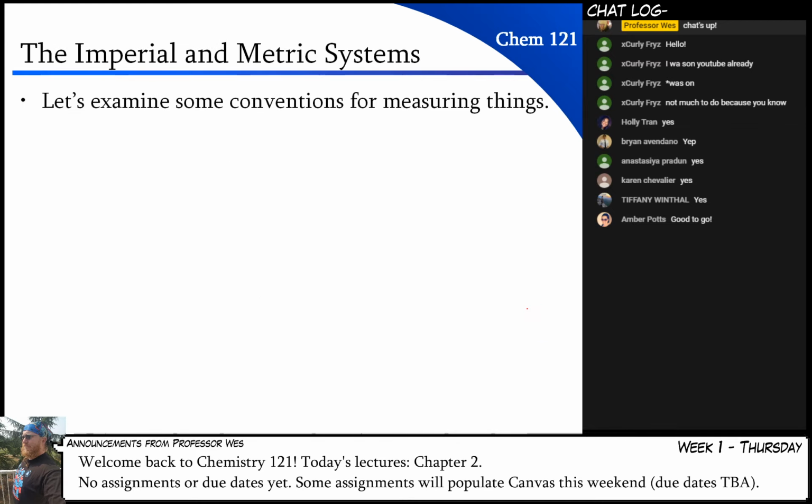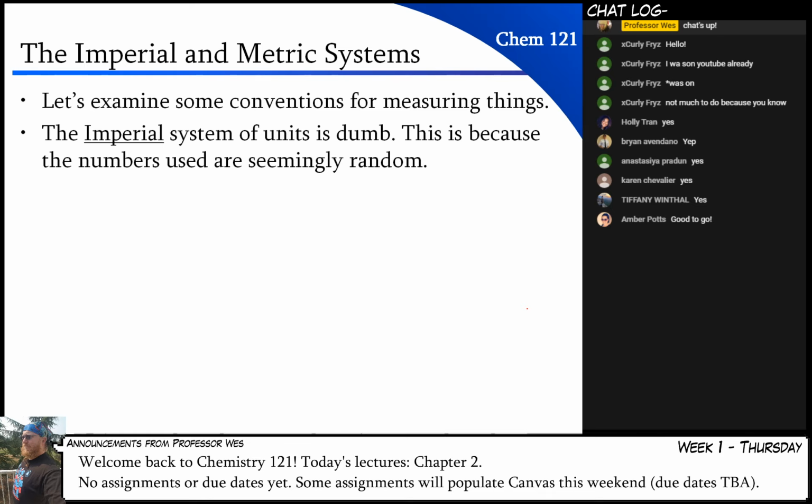Let's look at some units that are common in science. We're going to start with the units common to us. This is called the imperial system of units. We're going to specifically look at length for this example.